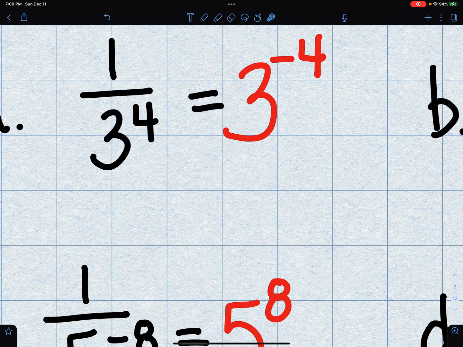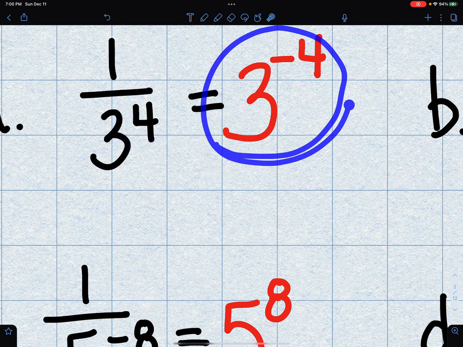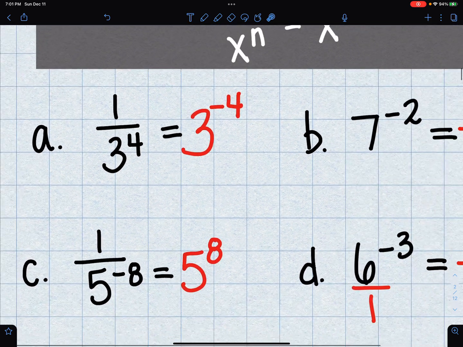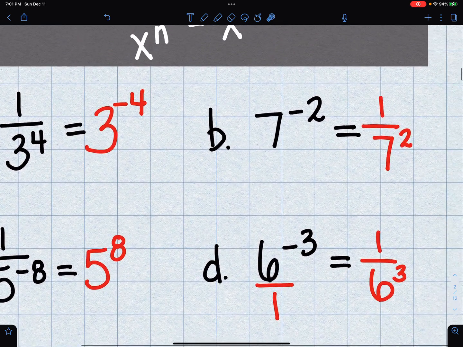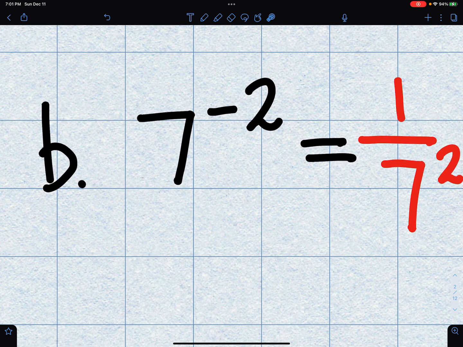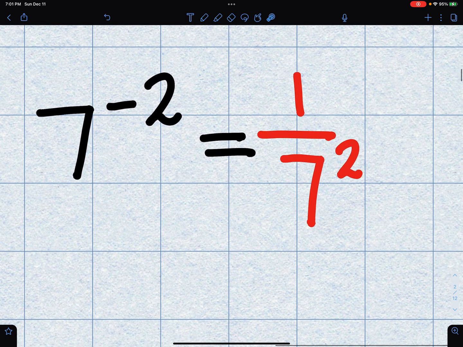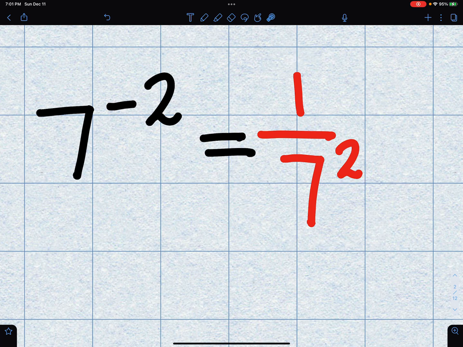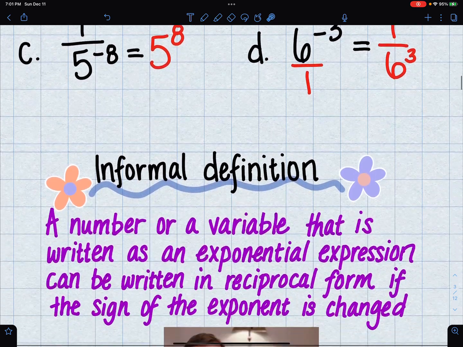Now if the exponent is positive, like this one, then in the reciprocal form, the exponent is going to be negative. If the exponent starts out negative, like in B, look at B, here we're starting with 7 raised to the negative 2, so the exponent is starting out negative. Then when we do the reciprocal, the exponent is going to end up being positive. Okay, let's try this a couple times. Let's try it.